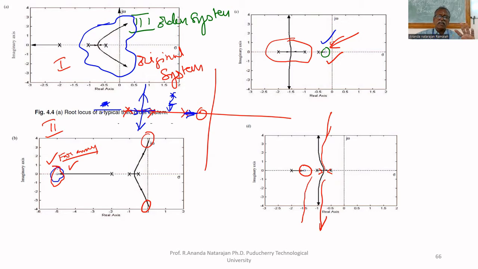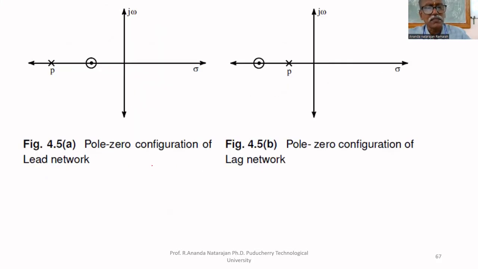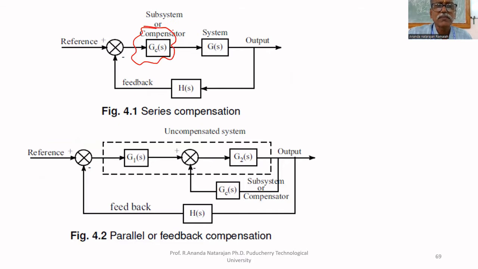So we can modify the structure of the root locus simply by adding a pole or zero. That is called compensation. A subsystem is included here. This subsystem is what I told, tau s plus 1 divided by alpha tau s plus 1. If we include it here, we can modify the root locus of the original system. The original system is G of S. I included a compensatory system GC of S so that the characteristic polynomial as well as the root locus of the system can be modified so that you will get the desired response. This is called series compensation.